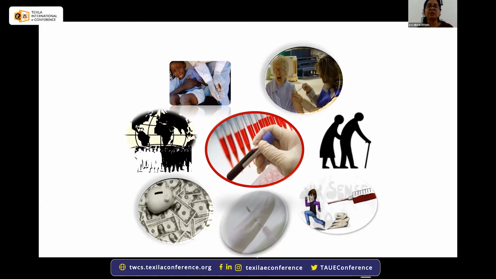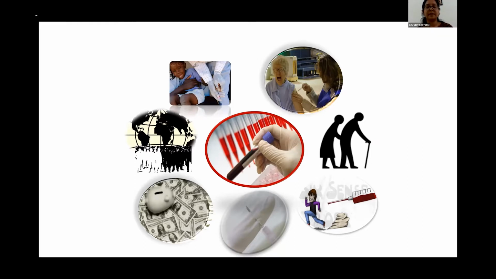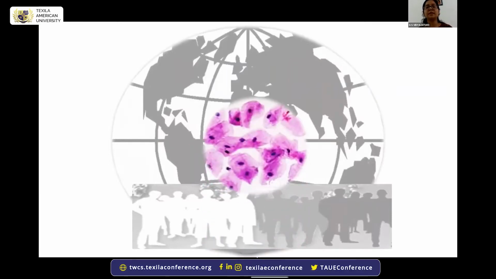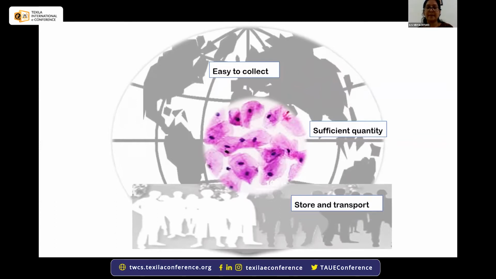Especially when you're doing large-scale studies or molecular epidemiologic studies, where a huge population is required, it is going to be expensive. So for large-scale studies, we need a sample which is more comfortable to use, wherein the results are also equally comparable with those of blood. Buccal cells are one such source. It is easy to collect. You can get sufficient quantity similar to blood. It is easy to store and transport.